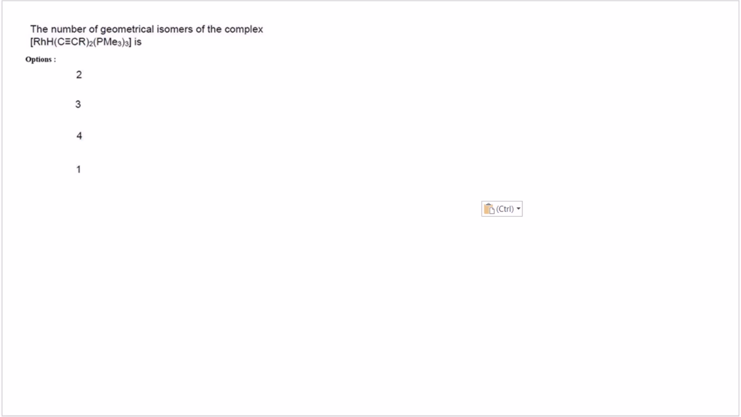Hello everyone. Now we have a question which says: the number of geometrical isomers of the complex RhH(C≡CR)2(PMe3)3. So this is our complex and we are being asked to identify the number of geometrical isomers for this complex.